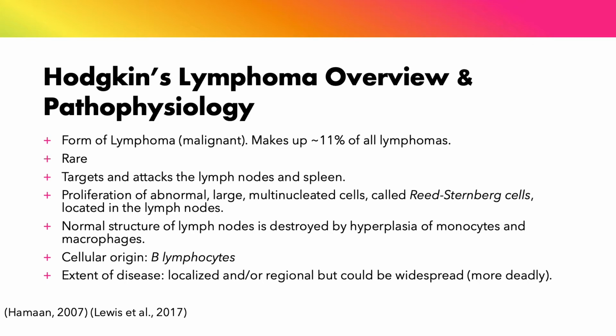And what happens is that there is a proliferation of abnormal, large, multinucleated cells called Reed-Sternberg cells, which are located in the lymph nodes. The normal structure of the lymph nodes is destroyed by hyperplasia of monocytes and macrophages. That's what happens during this disease process, and the cellular origin is through B lymphocytes, which is in charge of causing the DNA destruction and mutation. The extent of disease is localized and/or regional, but it could be widespread, which is a more deadly prognosis.